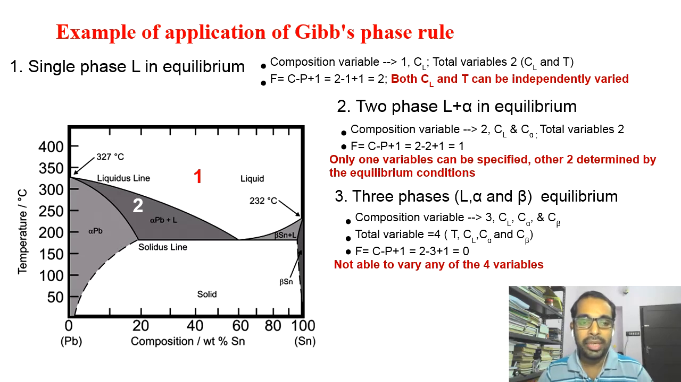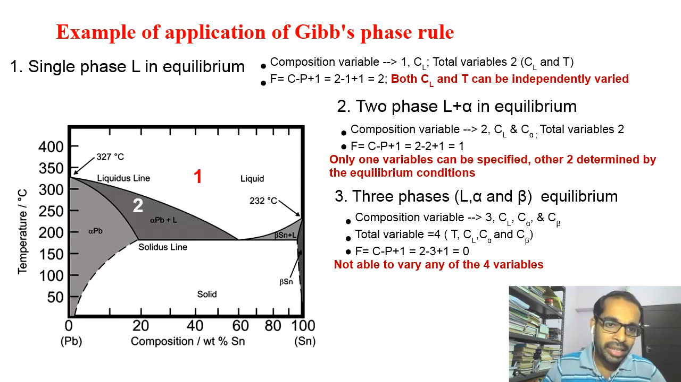That means we can only specify one of these: either the temperature, C alpha or Cl. Any one of these can be specified and the other two will be determined by the equilibrium state.